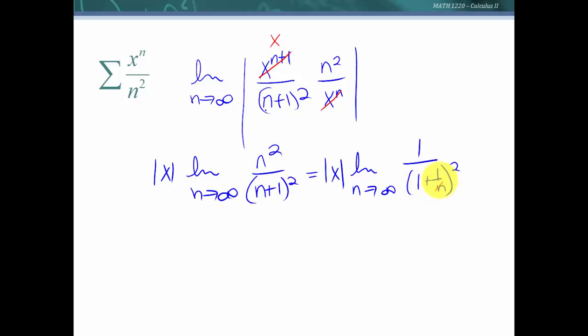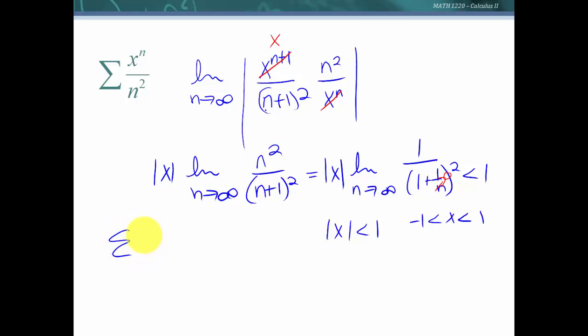And now we let n go to infinity. We can see this limit is 1. So again, we are interested in convergence when this is less than 1. So it is when the absolute value of x is less than 1. So again, we have our interval. Our radius of convergence is 1, and our interval is -1 to 1, but we need to test the endpoints.